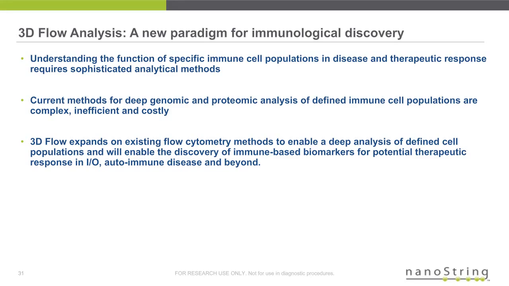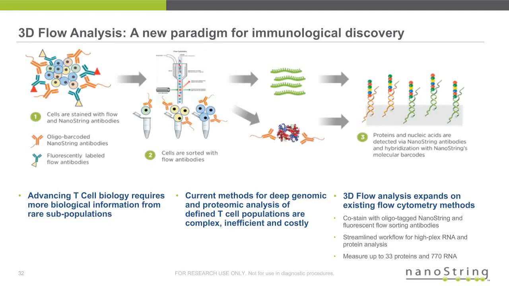And again, oftentimes you don't necessarily have a lot of sample, but you know the target population of cells you want to look at, which might be quite rare. So 3D flow expands on existing flow cytometry methods to enable a deep analysis of defined cell populations, again with the goal to discover biomarkers or therapeutic targets for IO, autoimmune disease, or any area in which the immune cell is of particular interest.